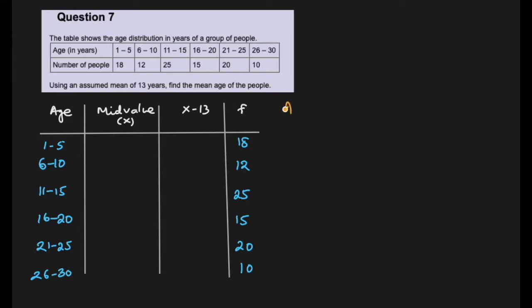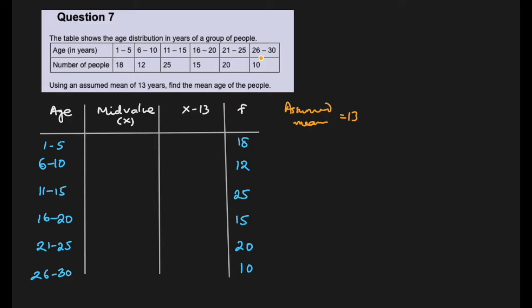Okay, so assumed mean means you just take a random number and assume that that is the mean, somewhere in between here. So 13 they have already given to us, right? We can't use any other number. We could have used any other number if this was not given to us. Find the mean age of the people.